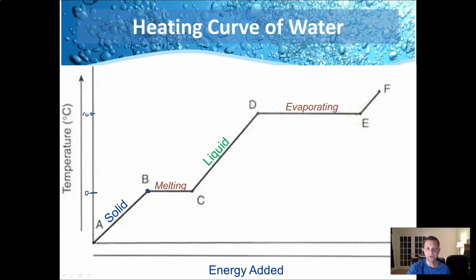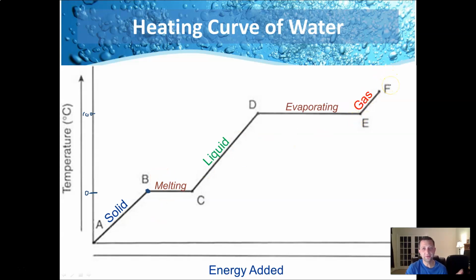So you can turn your stove up as high as you want. It's not going to matter. Your temperature will remain constant until all of it turns into a gas at point E. Then you can heat it up again, so you can get that gas to be relatively hot. The gas can be over 100 Celsius once all of it's in that gas state. Okay, so that's our heating curve.